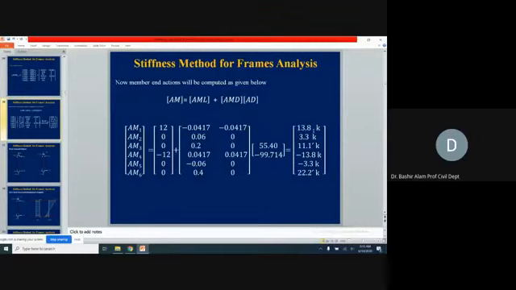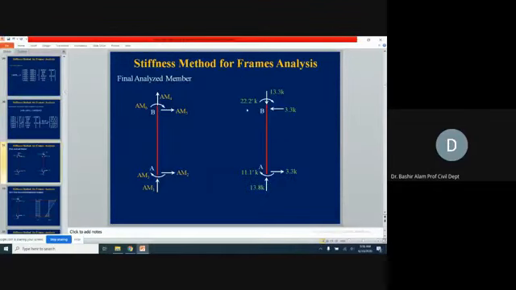AM1 now here, it is upward directed 13.8. AM2 at joint A, it is rightward directed 3.3. AM3, it is clockwise 11.1 moment at joint A. Coming to joint B now, it is downward 13.8 now. AM5 it is leftward directed 3.3 now, and AM6 it is clockwise 22.2, and we put them on the sketch now. Look, corresponding to these labels now we put all these values, and you can see this is the analyzed member now.